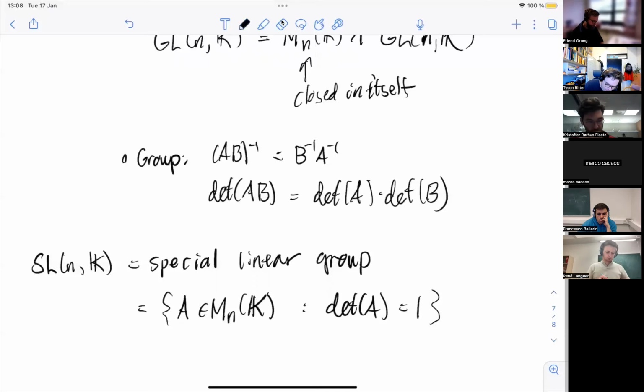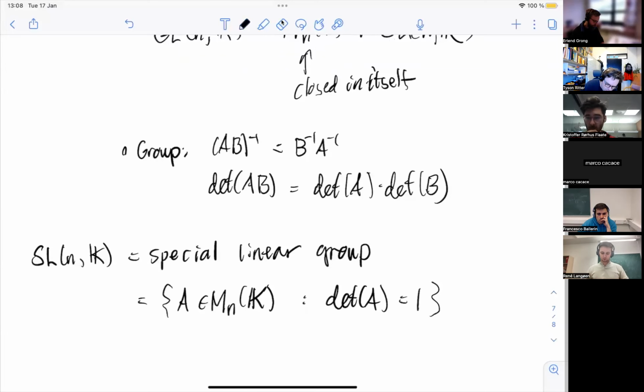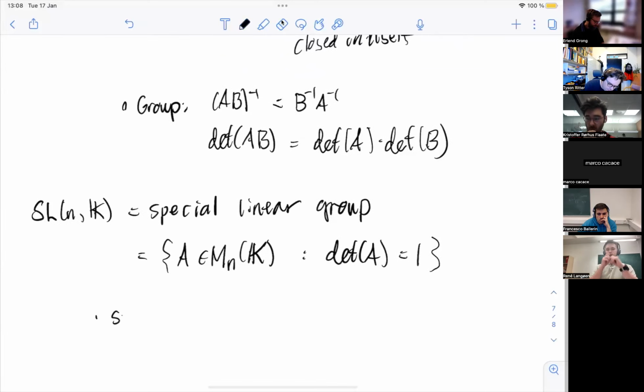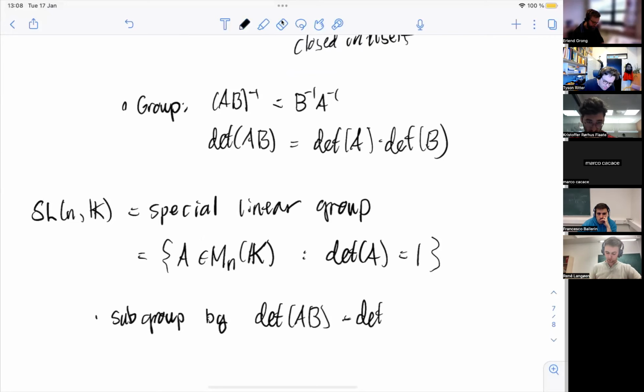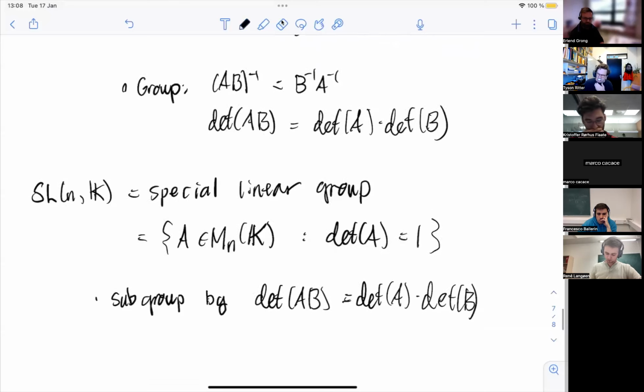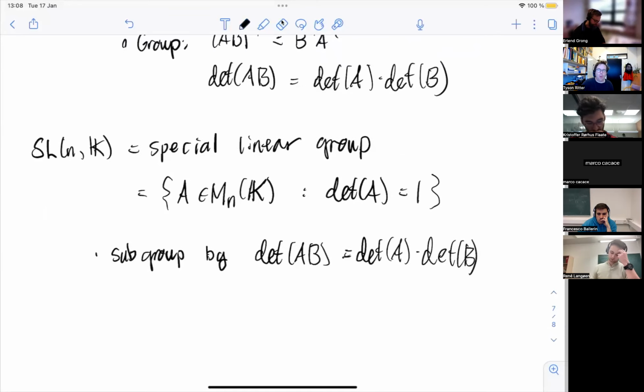So again, this is a subgroup by the same rule. If I have two things with determinant 1 and multiply them together, they still have determinant 1. And they are closed.